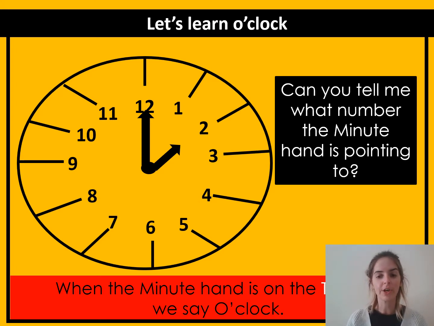Now we're going to learn all about o'clock. Okay, can you tell me what number the minute hand is pointing to? So remember, the minute hand is the long hand. And I'm just going to circle it here. What is it pointing to? It's pointing to the 12. So when the minute hand, the long hand, is on the 12, we say o'clock.